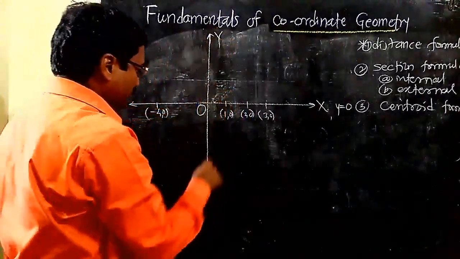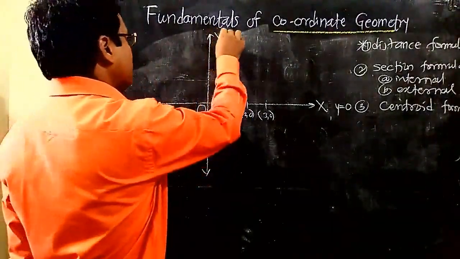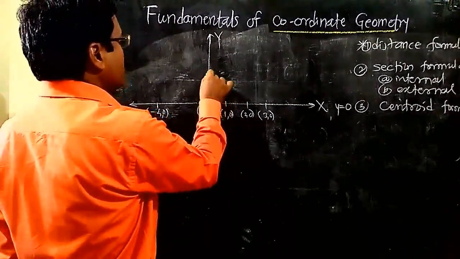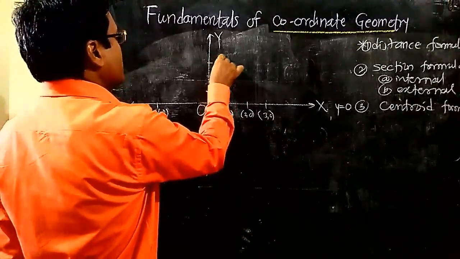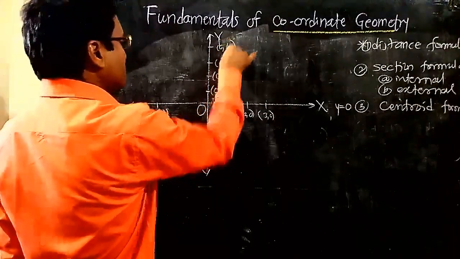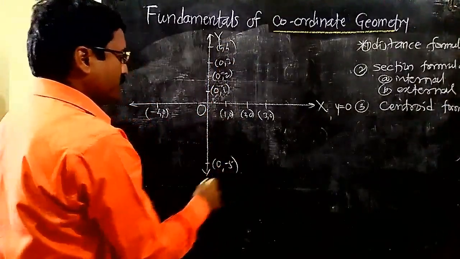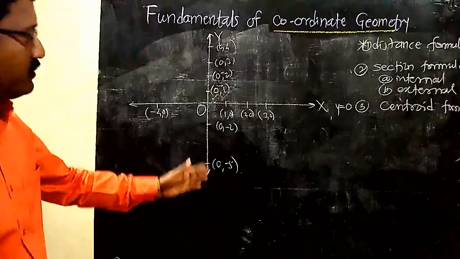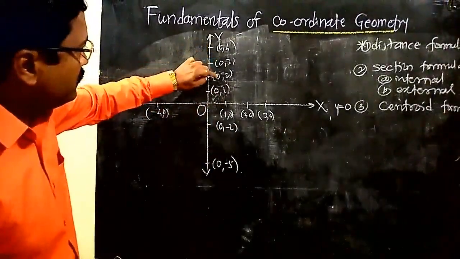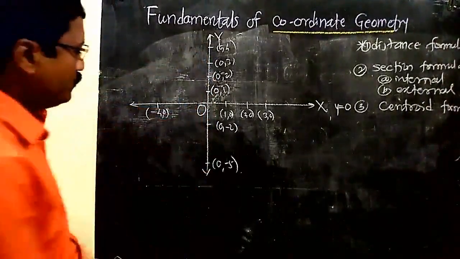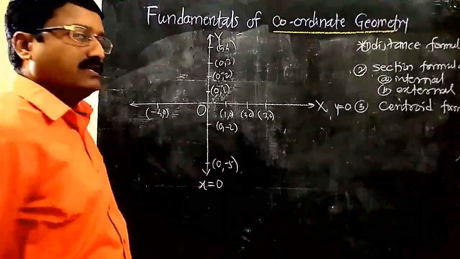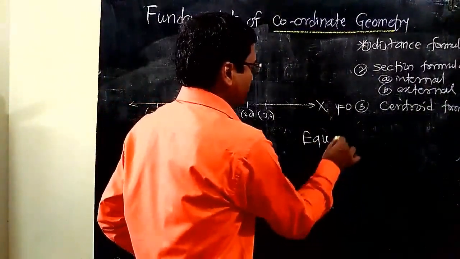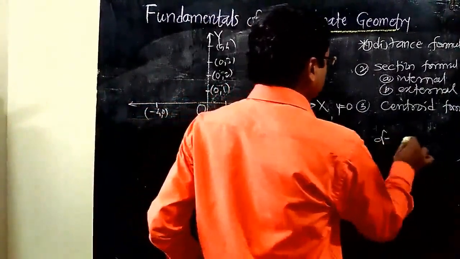Now, if the line is the y-axis itself, then the coordinates of points on the y-axis are like this: 0, 1, 0, 2, 0, 3, etc. 0, 4. Here will be 0, 5. Here will be, suppose, 0, minus. If you observe the coordinates of each point on this y-axis, then the x-coordinate is always 0. So x equal to 0 is called the equation of the y-axis. So what is meant by the equation of a line?